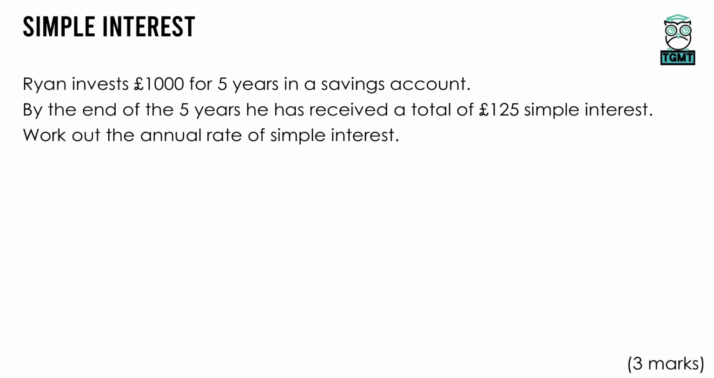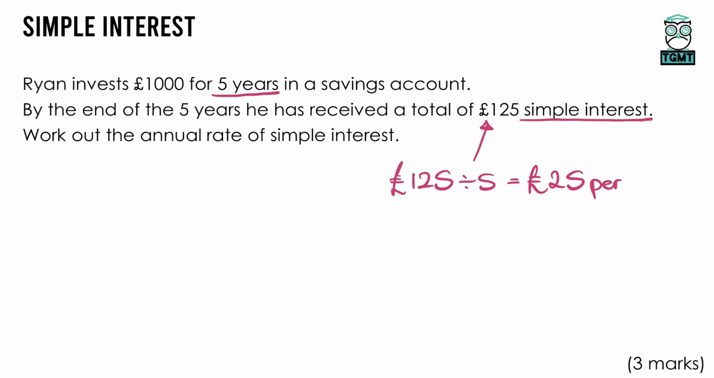Now, in a question like this, simple interest is the nice one. It means that you only get the same amount of interest every single year. So if something is simple interest and it's 5 years, it means that this amount of interest here is just 5 times each amount he got each year. So I can just do 125 divided by 5, and that comes out as £25. So each year, and I can put per year after that, he got £25.